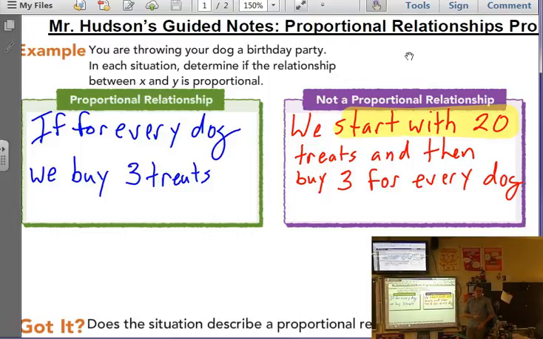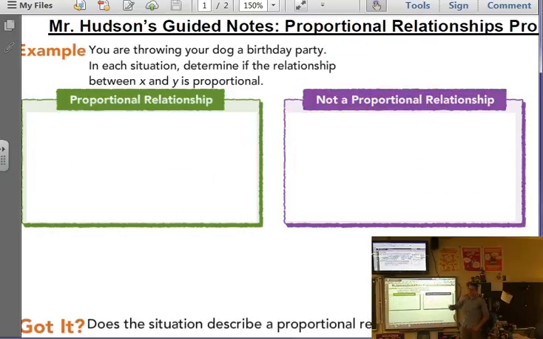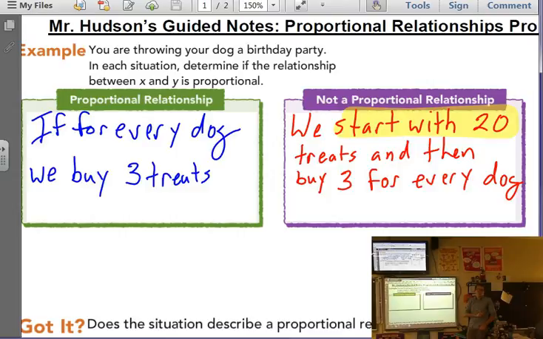Another situation, but this would be really, really rude, is the first 5 dogs each get 3 treats, the next 5 dogs get 2 treats, and the next 5 dogs get 1 treat each. Because that keeps changing, that would not be proportional, but that would be really mean. So I'd rather have extra treats to start with, and then 3 for every dog. But if you start with an amount, it's not proportional.